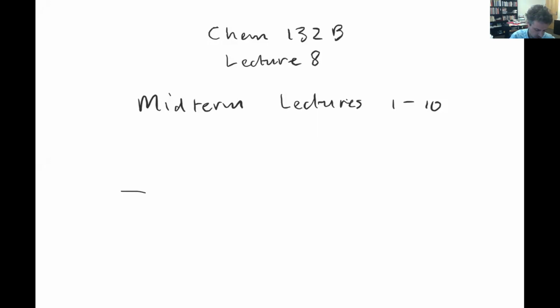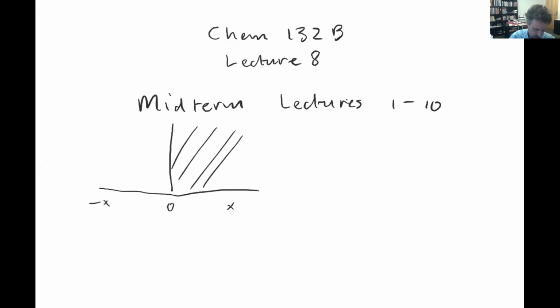The most dramatic one, of course, is, let's say you have 0, this is minus x, this is plus x, and there's a barrier for positive x, and that barrier is, say, infinity, or it approaches infinity.